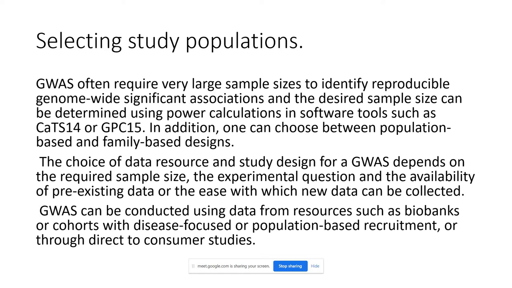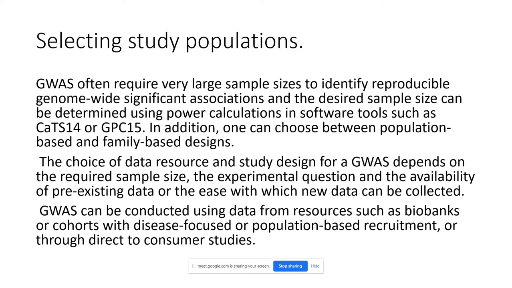Here the names of the software are given, such as CATS14 or GPC15. So here we can do some calculation using the software. These are the names of the software. This is the importance of computational software, and we can use this software for this study.